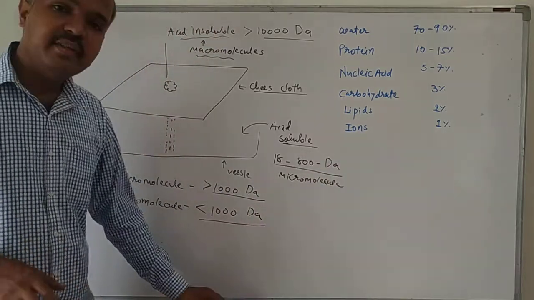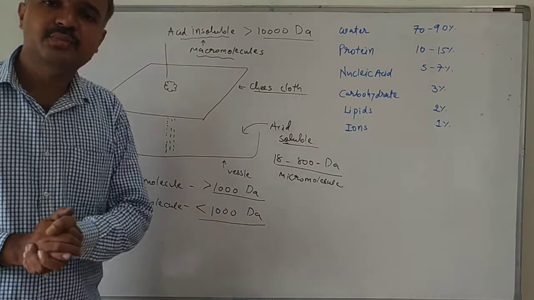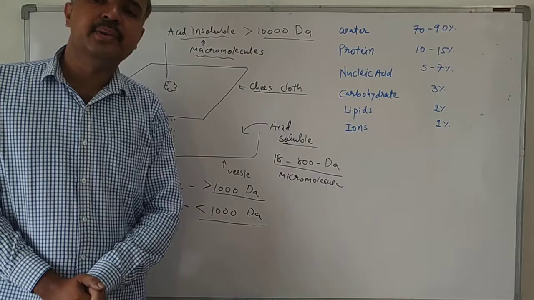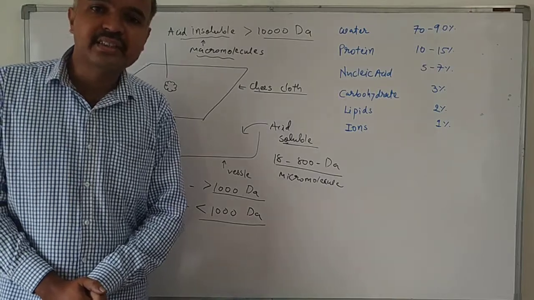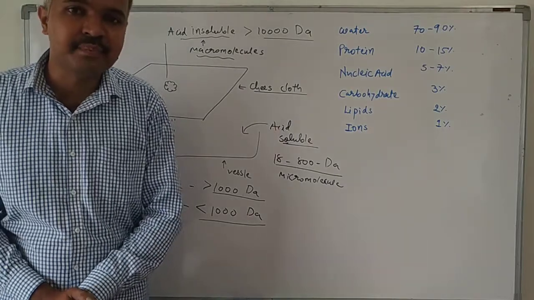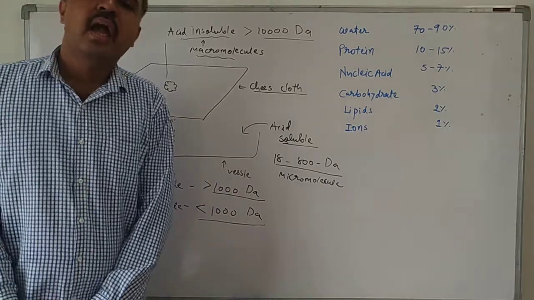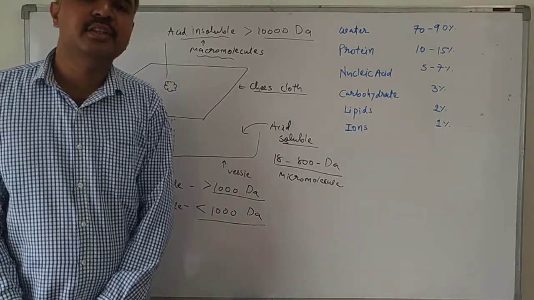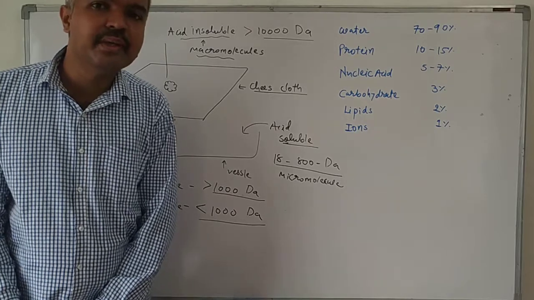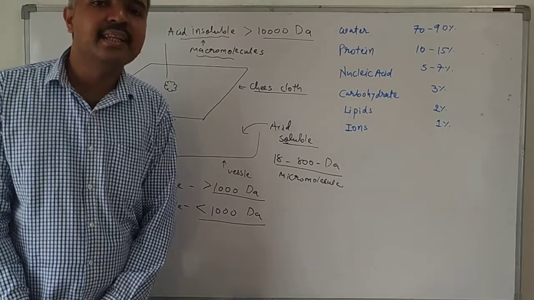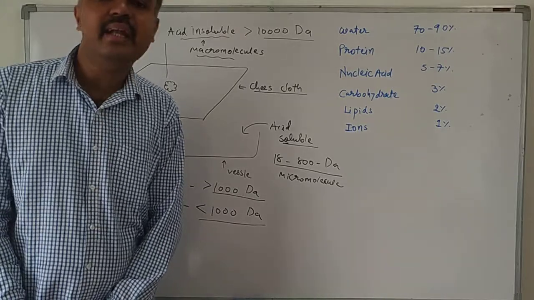So what we have said is that substances present in the acid insoluble fraction are macromolecules, as their molecular weight exceeds 1000 Dalton, in fact more than 10,000 Dalton. And substances present in the acid soluble fraction are micromolecules, as their molecular weight is less than 1000 Dalton, in the range of 18 to 800 Dalton.